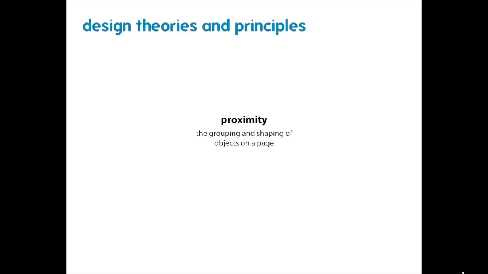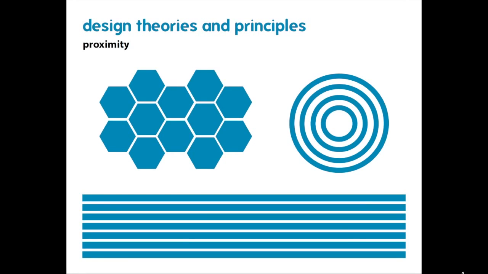Proximity. So proximity is the grouping and shaping of objects on a page and keeping like things together and unlike things separate. And so what that looks like is here are just some abstracted forms on the page, but you can see that by putting the lines next to the lines and putting these hexagons next to the hexagons and the concentric circles within each other, it becomes very clear that there are three different groupings, and they're like that because they're next to each other.